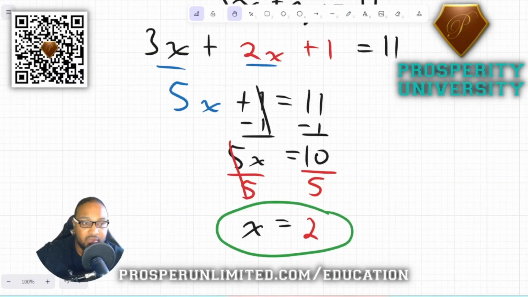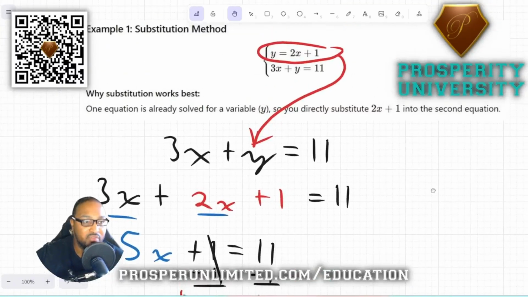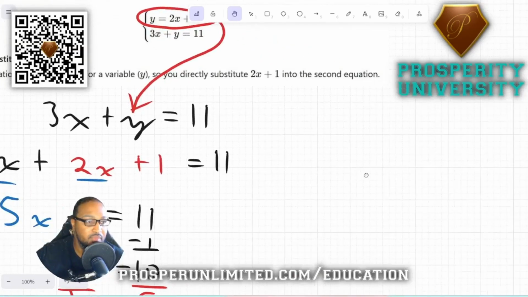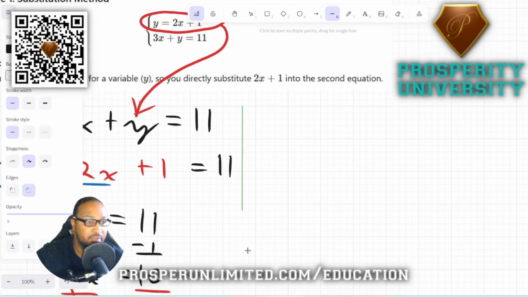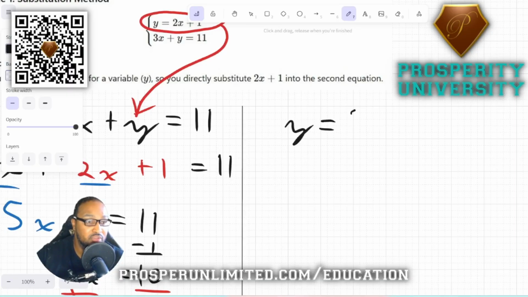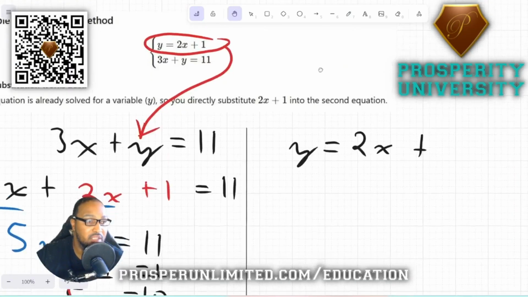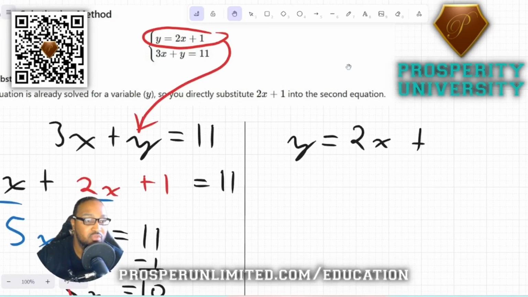Okay, now you're saying to yourself, well, okay, we solved for x, but what does y equal? Well, we know x equals 2, so let's apply x to the first equation. Let's draw a nice little line over here, and let's apply it to the first equation. The first equation says y equals 2x plus 1.